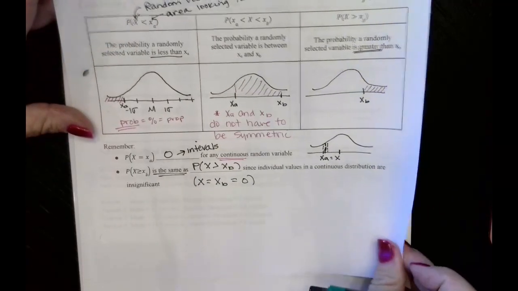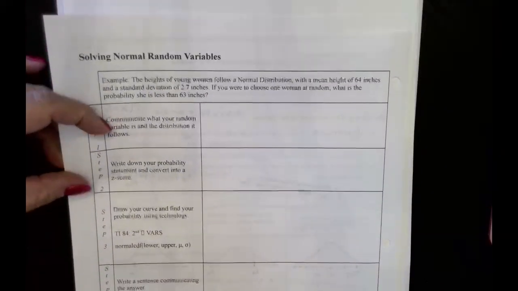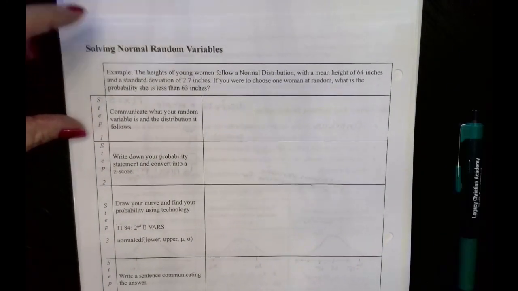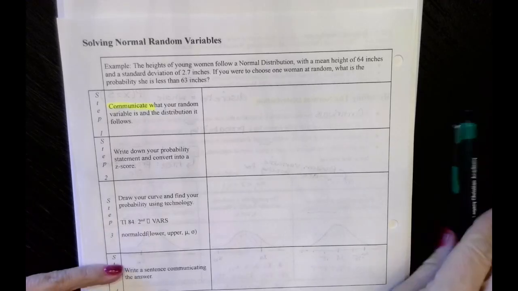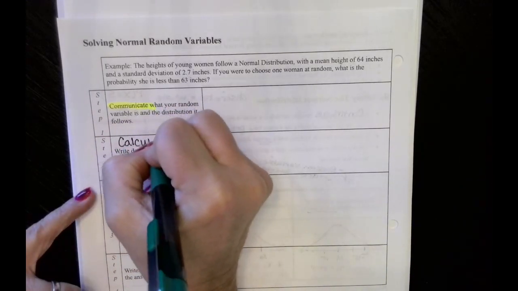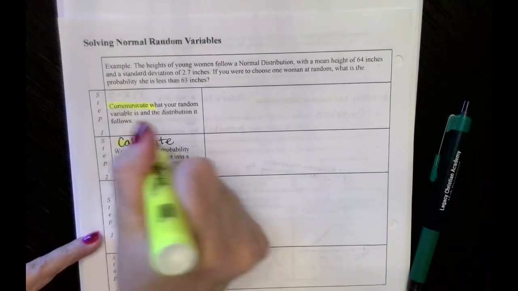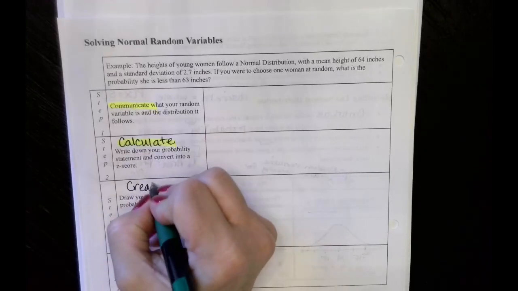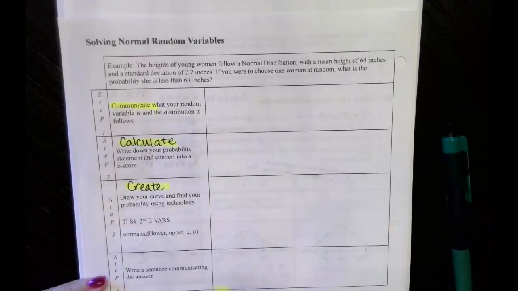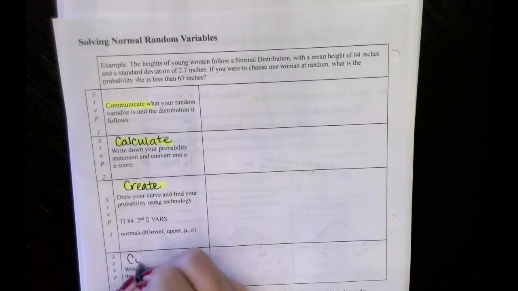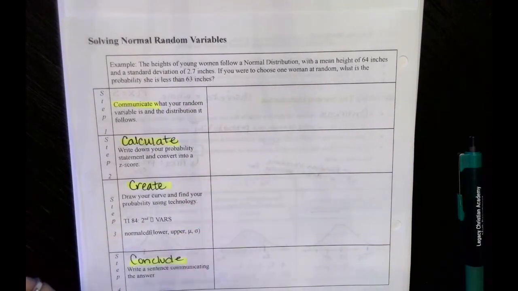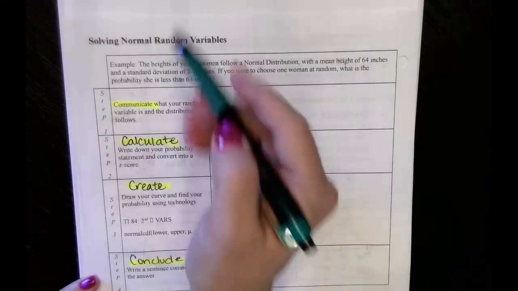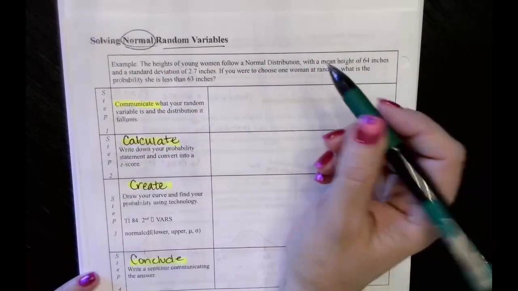Okay? So just like everything else, as we go through and solve for these normal variables, we're going to look for a few things. The first thing is that we want to communicate what the random variable is in the distribution. Then we're going to calculate what we need. Then we're going to create our curve or our distribution. And the last thing is we're going to communicate again. I'm going to change this C to conclude. So we have 4 different C's here: communicate, calculate, create, and conclude. Those are the 4 things we have to make sure that we account for when we're dealing with normalizing random variables.